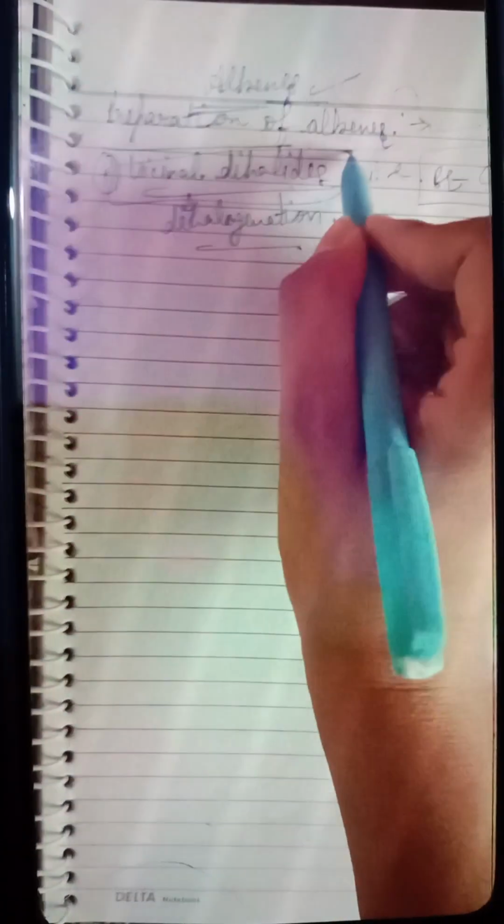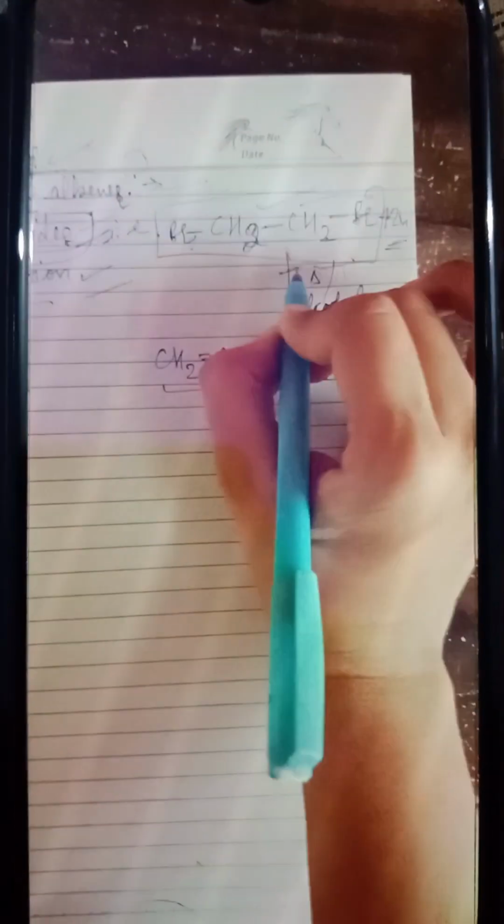We can prepare alkenes firstly from the dehalogenation of vicinal dihalides. For example, if we take 1,2-dibromoethane and treat it with zinc in presence of alcohol and then heat the mixture, then we will get ethene as the main product and ZnBr2 as a side product. The mechanism of this reaction can be explained as follows.